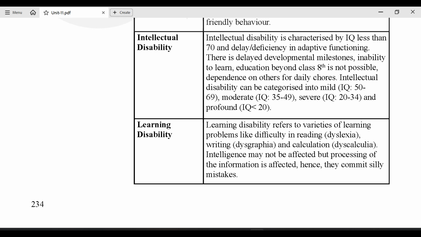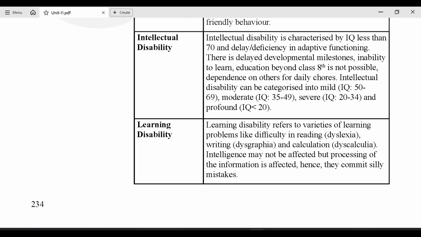Intellectual disability. Intellectual disability is characterized by IQ less than 70 and delay or deficiency in adaptive functioning. There is delayed developmental milestones, inability to learn, education beyond class 8 is not possible, dependence on others for daily chores. Intellectual disability can be categorized into mild, moderate, severe and profound.